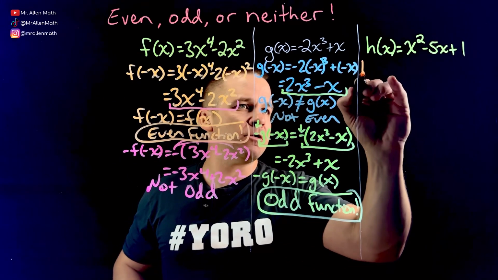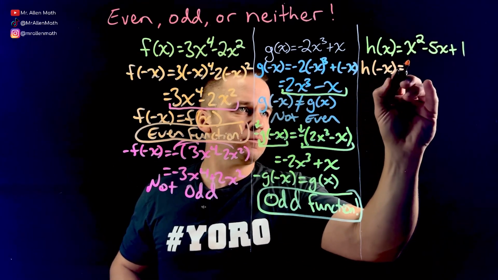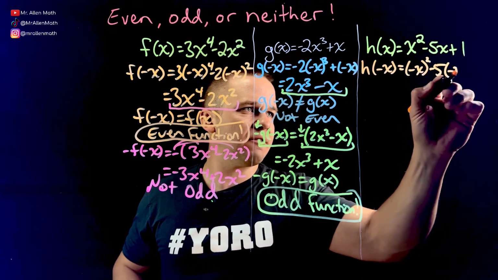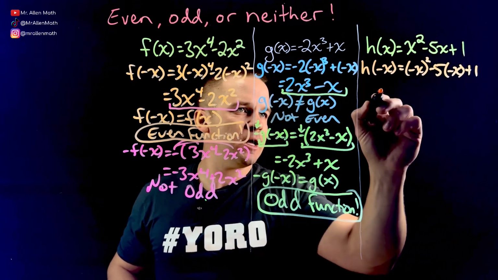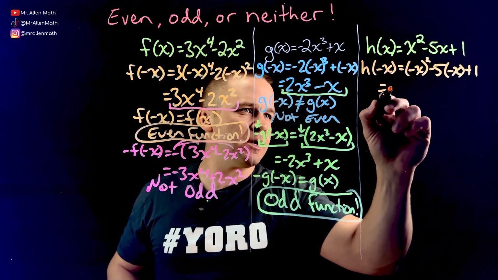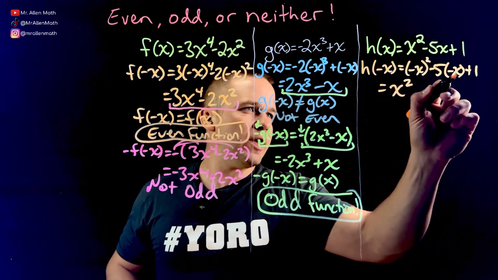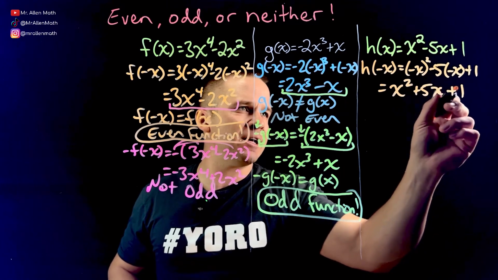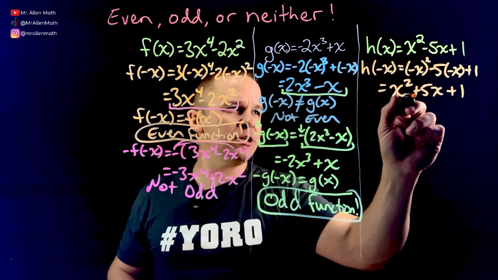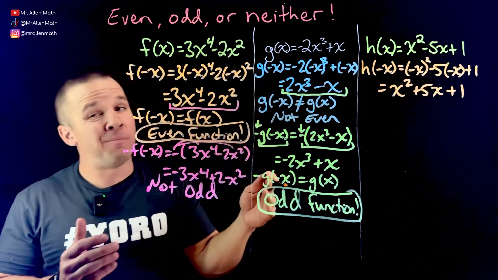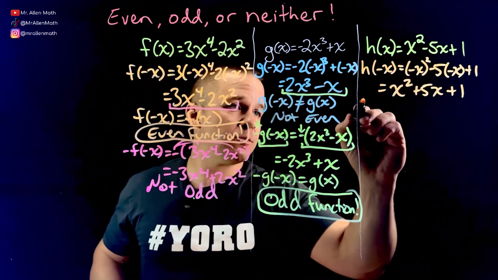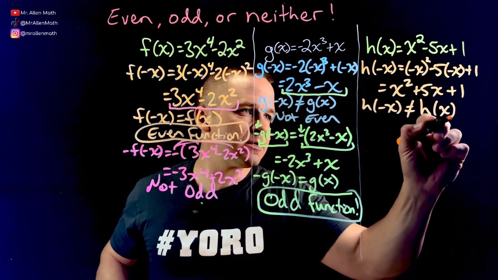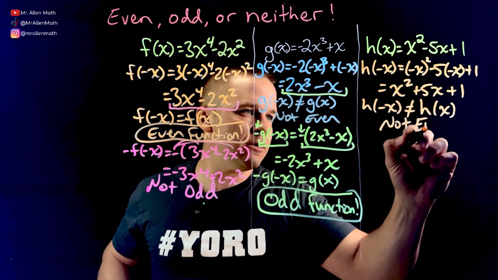So first thing here I'm going to do is h of negative x. So I got negative x squared minus 5 and then negative x plus 1. And let's see here, negative x squared is going to become x squared. That's going to become positive 5x plus 1. That is different than this one up here. Only term that's different is the linear term, but not equivalent, right? So we got h of negative x does not equal h of x, so it's not even.